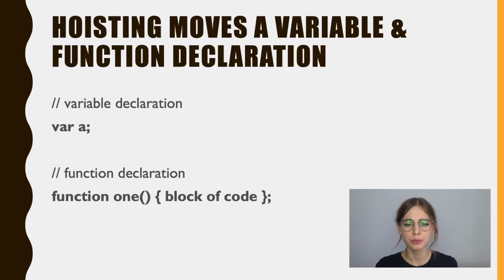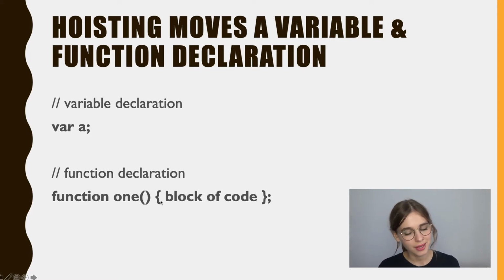Hoisting moves a variable and function declaration. So yes, not only a variable but a function. When we talk about variables, it's kind of easy because we've been through it. So that's the declaration of a variable. The only way we've created functions so far is this traditional way with a keyword, function, then the name for a variable, empty brackets, and the curly braces.